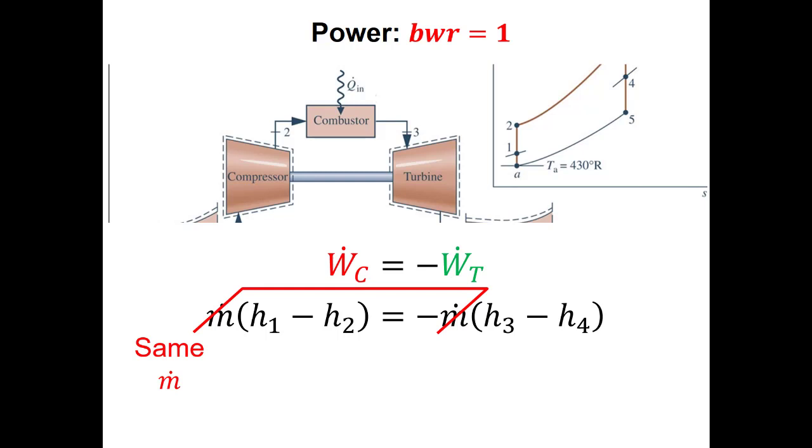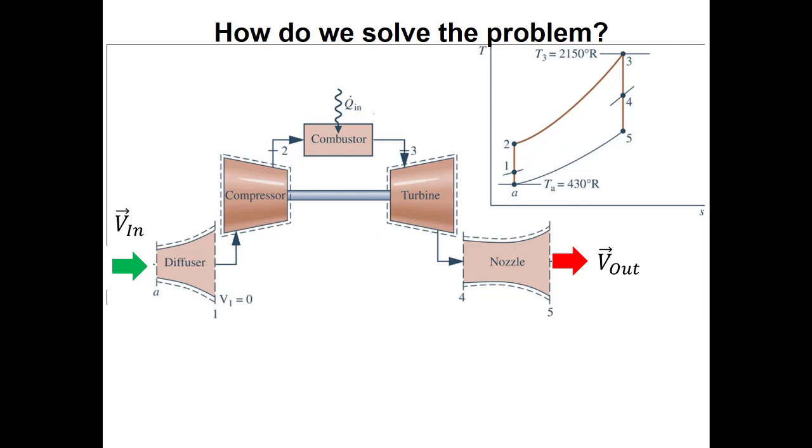If that's true, then I can divide both sides by m dot, and I'll get that h1 minus h2 is equal to h4 minus h3. So if there was one of these states that I couldn't fix, like say h4, then the way that I fix it is by using the fact that the backwork ratio here is 1. So I'm almost done here. The only thing I need to do is look at the nozzle.